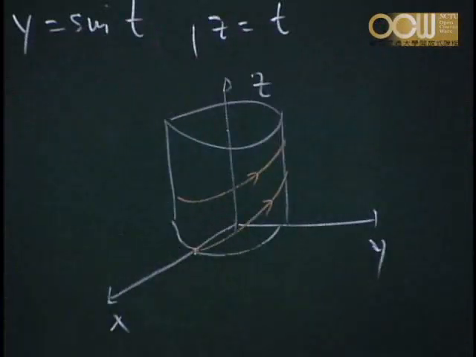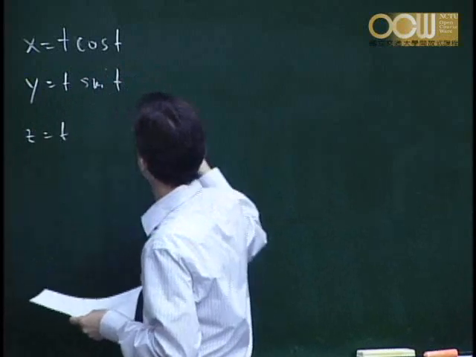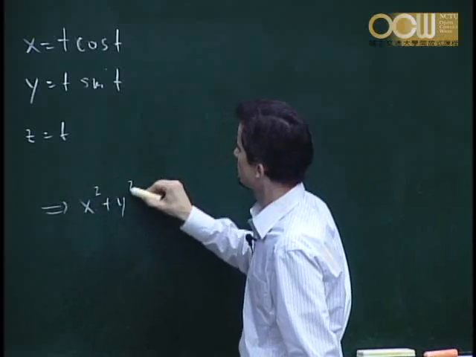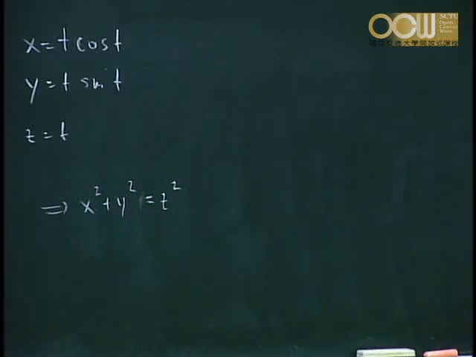Another example of the same spirit would be the following one. So x is equal to t times cosine of t, y is equal to t times sine of t, and z is equal to t. You see immediately from the equations that x squared plus y squared is equal to z squared, which means that this space curve is contained on the cone. So you have the cone.